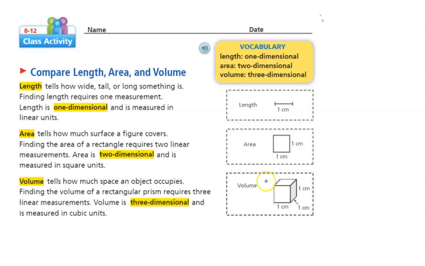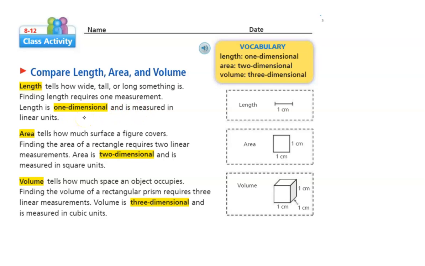We've got some vocab terms over here, which are going to be kind of helpful. So I'm going to start over here at the top. It says length tells how wide, tall, or long something is. Finding length requires one measurement. Length is one-dimensional and is measured in linear units.